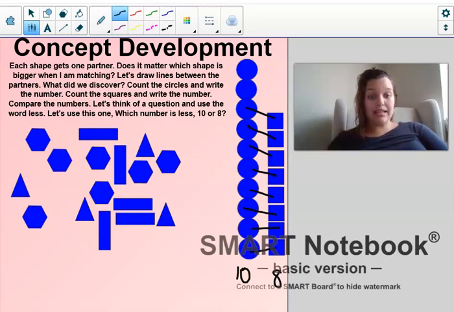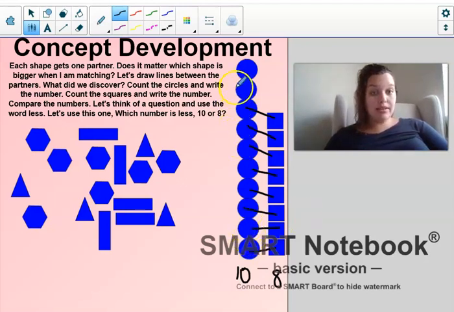So that tells us that 8 is less than 10. I formed my number sentence this way. We counted how many of each we had, right? And then I looked and I said, which group has less? I realized I had more circles than I did squares, so I said, well, we have less squares. So I started with this number. 8 is less than 10. Okay.